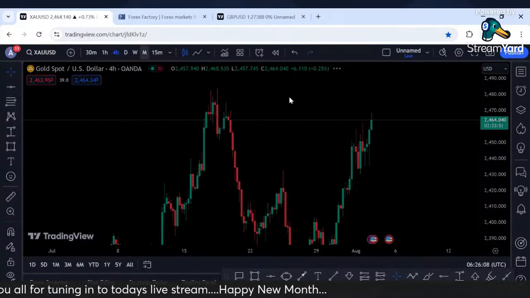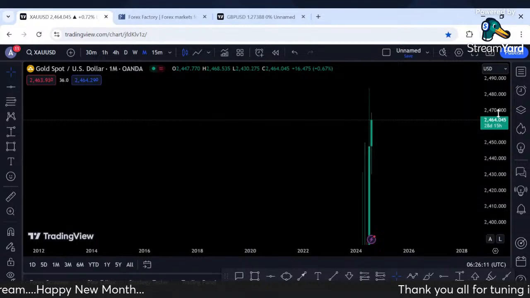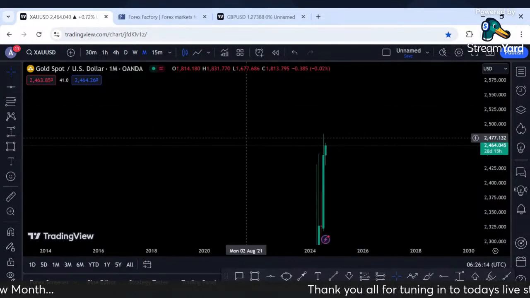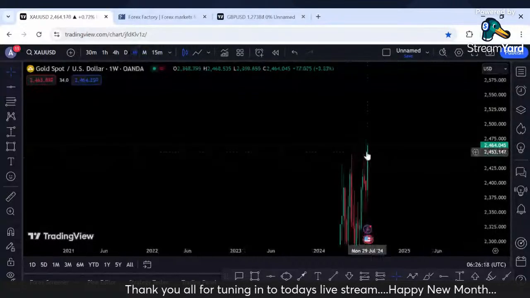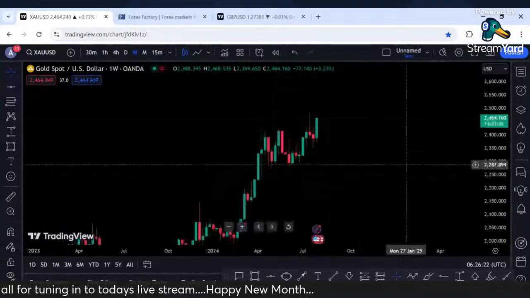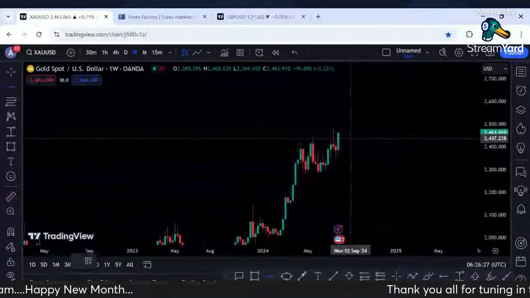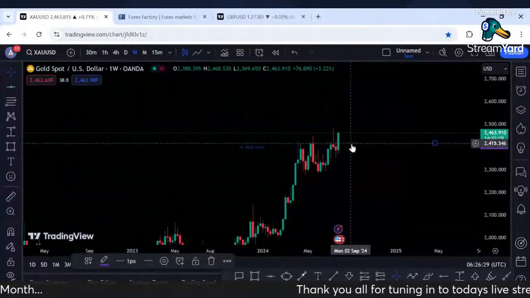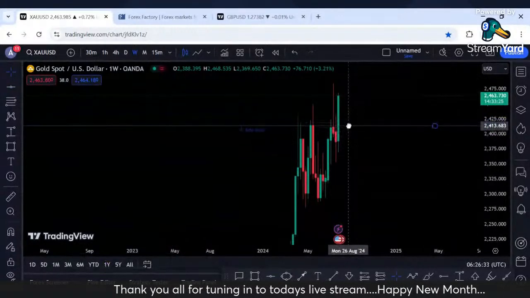So what you are going to do on gold analysis: as I said, gold is at an all-time high, so we don't have any market structure looking left. When you move to the weekly time frame, we have these key areas over here.